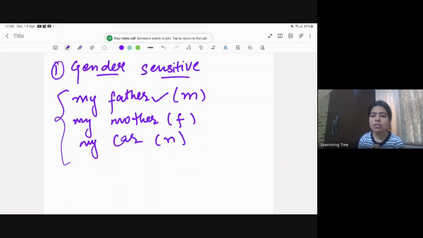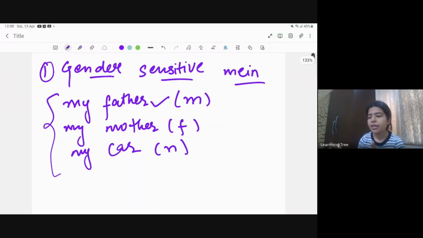But in German this is not the case, right? So in German my is called mine. So mine is my in German. Now in English we have my father, my mother, my car. So for masculine also we are using my, for feminine also we are using my, for neutral also we are using my. So possessive pronouns are the same.